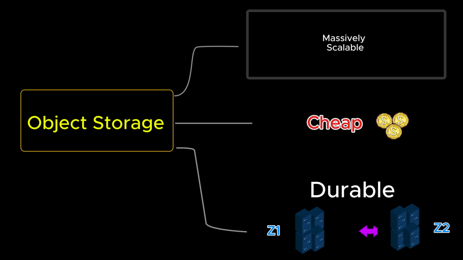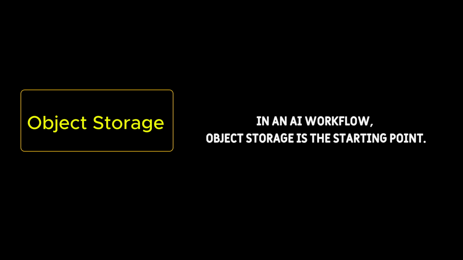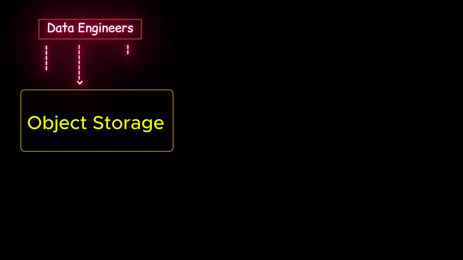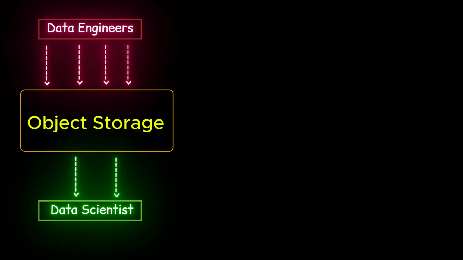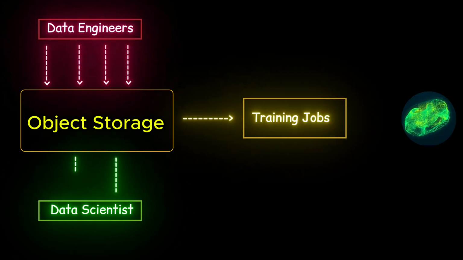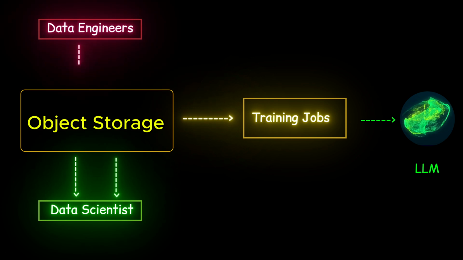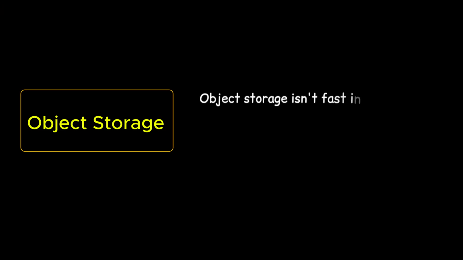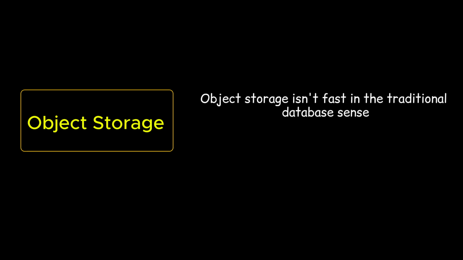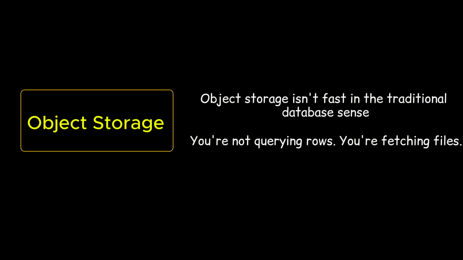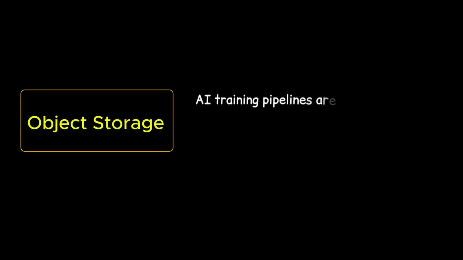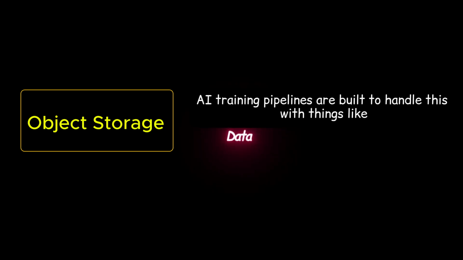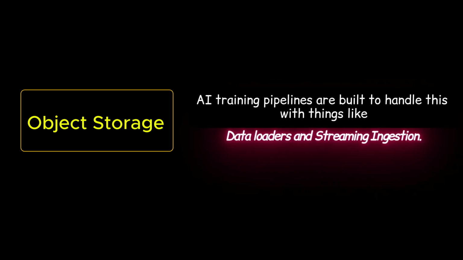In an AI workflow, object storage is the starting point. Your data engineers dump raw data here, your data scientists pull from here to run pre processing jobs, your training jobs read batches of data from here during the training loop. Now, object storage isn't fast in the traditional database sense. You're not querying rows, you are fetching files. But that's okay. AI training pipelines are built to handle this with things like data loaders and streaming injection.